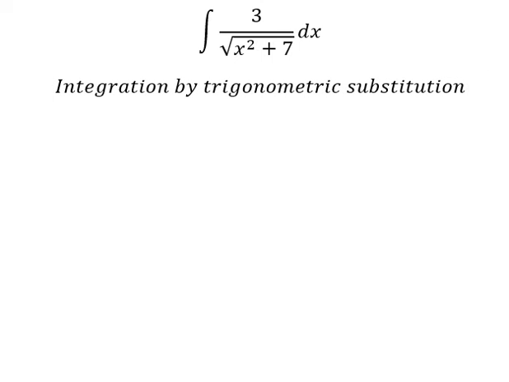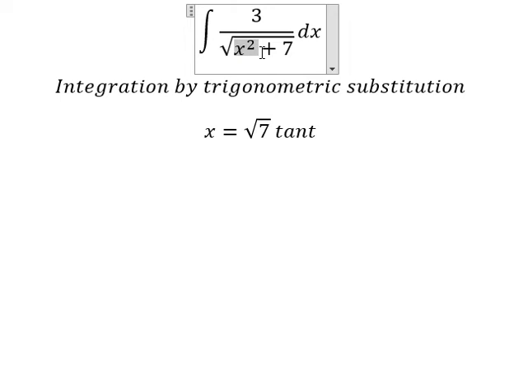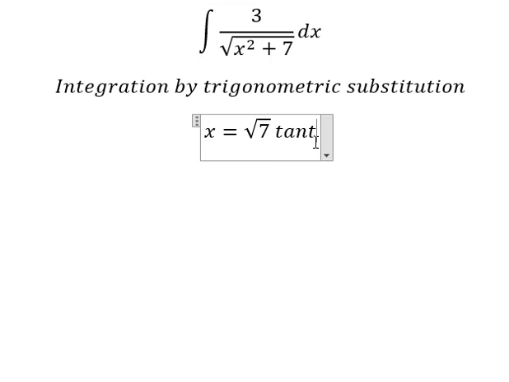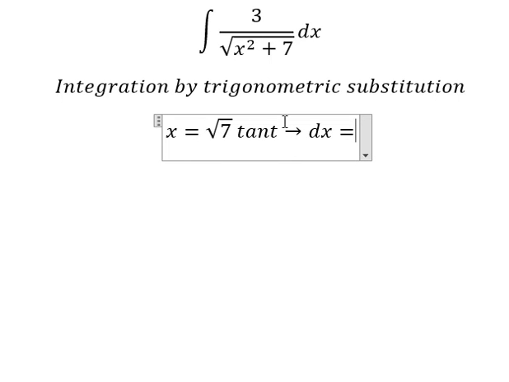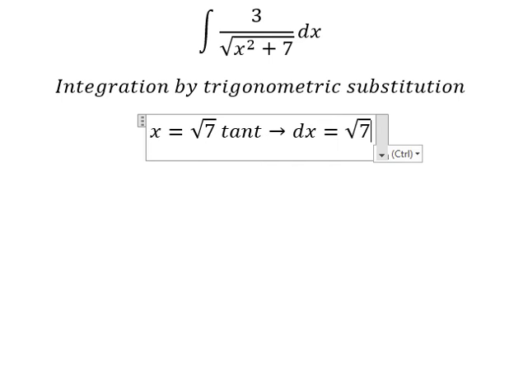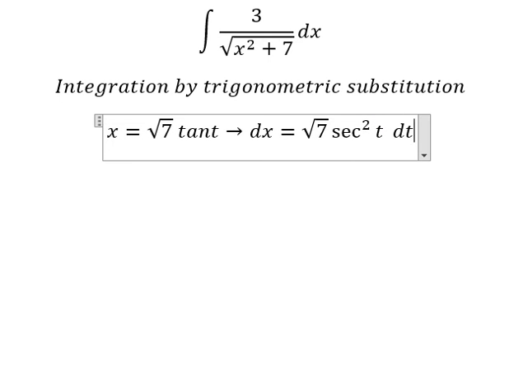substitution. So I need to put s equals the square root of 7 tan t, because if I put this one in here, we have 7 tan squared t plus 7. We can do factorization: tan squared t plus 1, we change to secant squared t, and later we simplify the square root and ds. For ds we have the square root of 7 secant squared t dt.